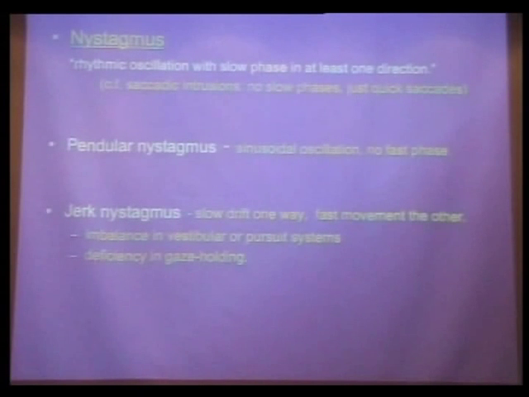If you have a sinusoidal oscillation where it's all slow phases, no fast phases at all, that's pendular nystagmus. If you have a slow drift in one direction, which is then corrected by a fast twitch in the other direction, that's jerk nystagmus. And that's going to be an important distinction you have to make.